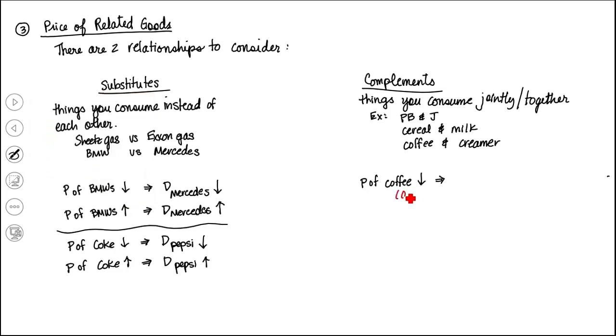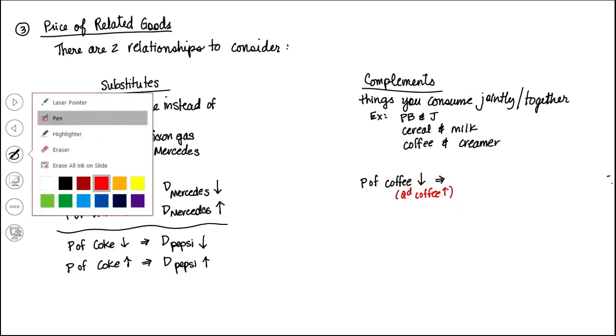So this is going to tell you that the quantity demanded of coffee is going to go up, right? If price of coffee goes down, the quantity demanded goes up. Not demand. Don't give me demand. And it doesn't tell me anything about creamer. It just says if price of coffee goes down, people buy more coffee. But if people buy more coffee, then what? They need more creamer.